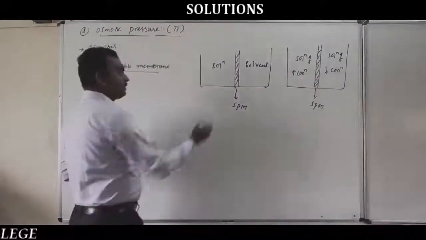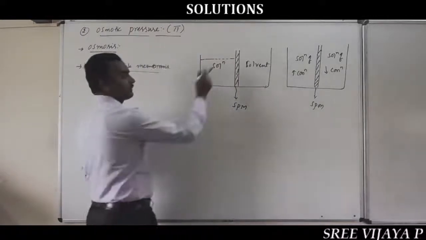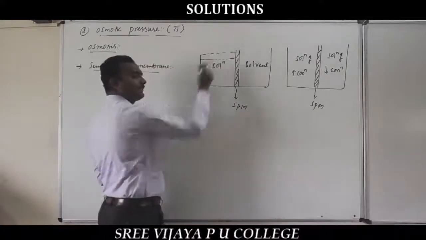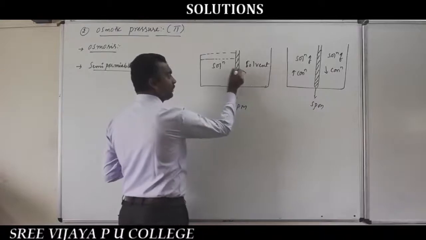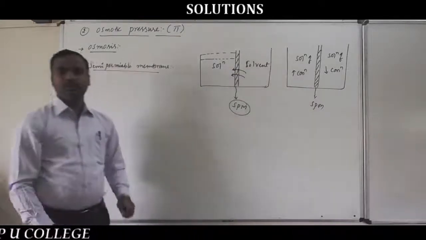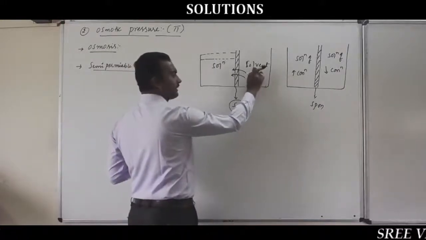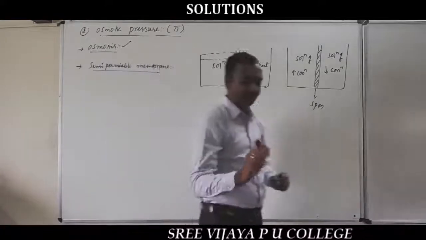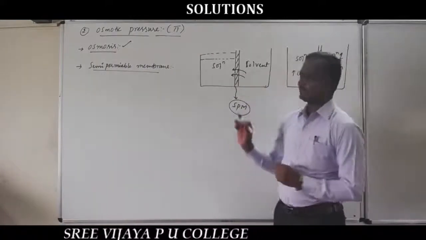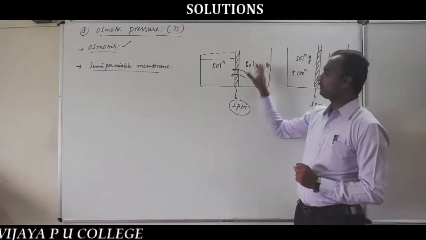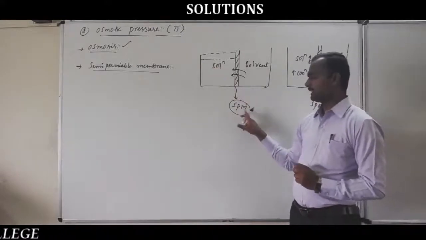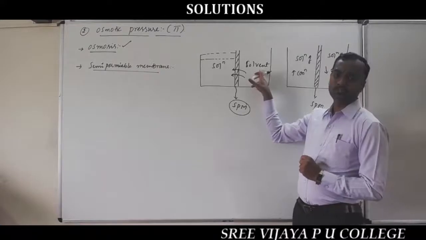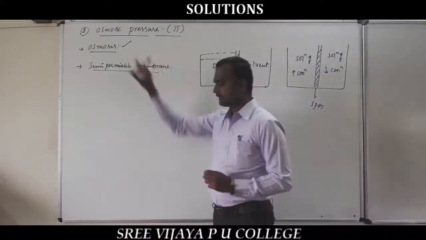After some time we observe that the solution level rises. Some solvent molecules from the solvent side move towards the solution side through the semi-permeable membrane. That movement of solvent molecules from the solvent side to the solution side through the semi-permeable membrane is called osmosis. It is very important. Osmosis is the process of movement of solvent molecules from solvent to solution side through the semi-permeable membrane, SPM for short. I will repeat once again: the process of movement of the solvent molecules from solvent to solution through a semi-permeable membrane is called osmosis.